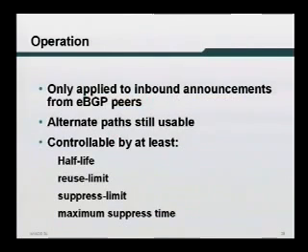It's only applied to inbound announcements from eBGP peers. You don't really want to do flap damping within your iBGP. iBGP is inside your network, and you should be in control of running your internal network properly. If your internal network is flapping, you've got to figure out what's actually causing that.